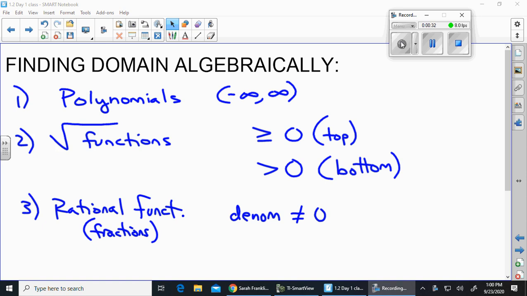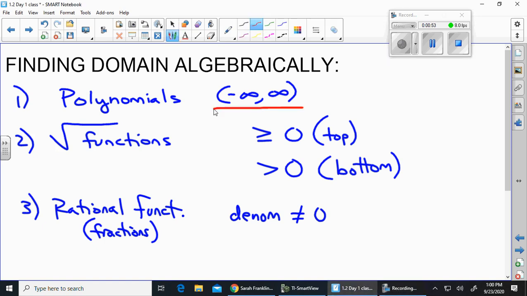First of all, before I even say those three things, what are you finding when you're finding domain? What you can put in for x. So now we think of these three things. If we have a polynomial, we can put in anything. So the domain is automatically, without you even thinking, negative infinity to infinity.